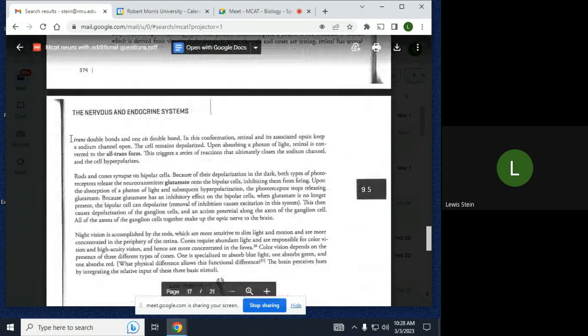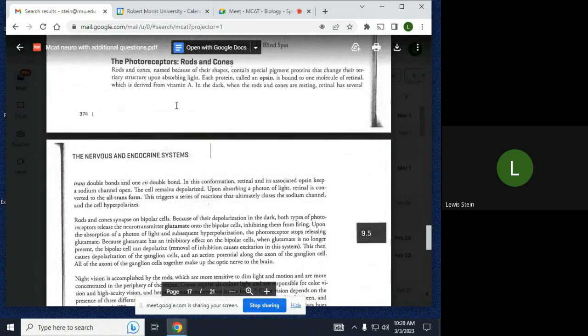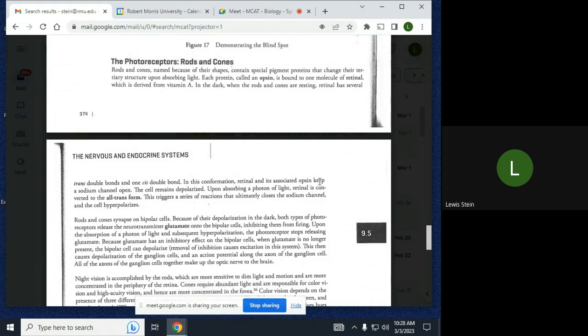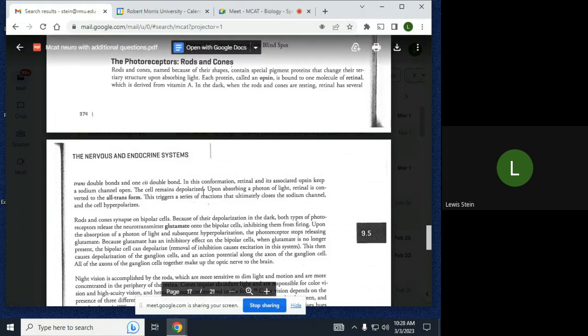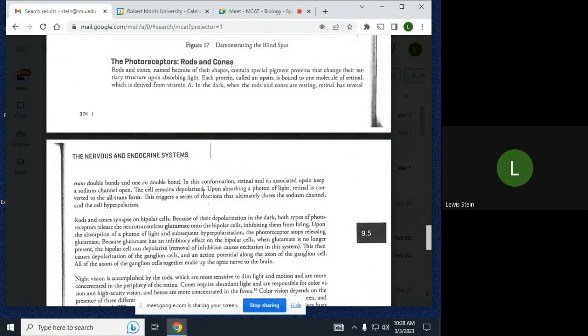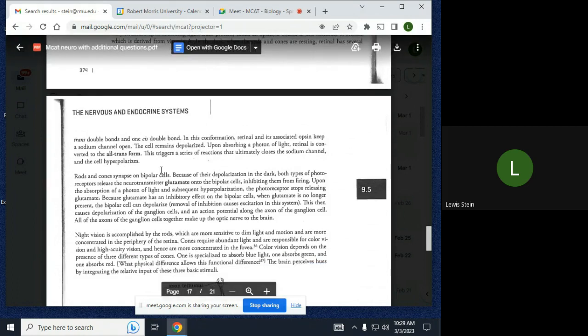And it's all about this idea of cis and trans bonds. Rods and cones at rest, the retinal portion, which is the part that changes, has trans double bonds and one cis. The retinal and its associated opsin keep the channel open. It's a sodium channel. The cell remains depolarized. Upon absorbing light, the retinal goes all trans. So effectively, the way they describe it is the changeover from cis to trans. So trans for straight, cis for bent, if you will. And certainly that's a point of emphasis.